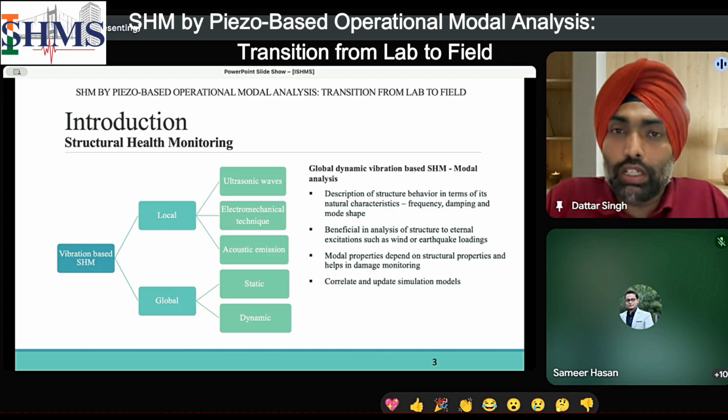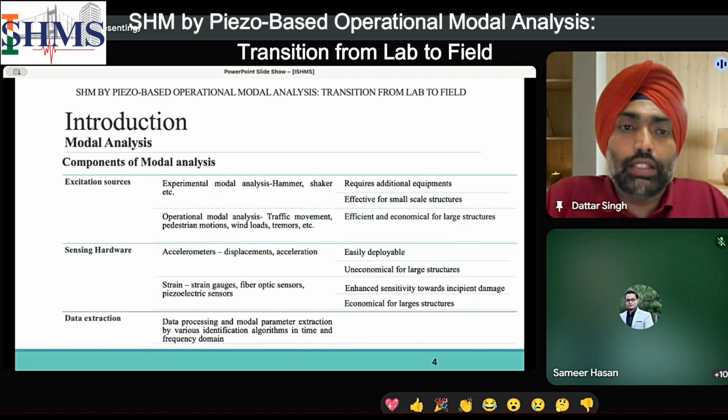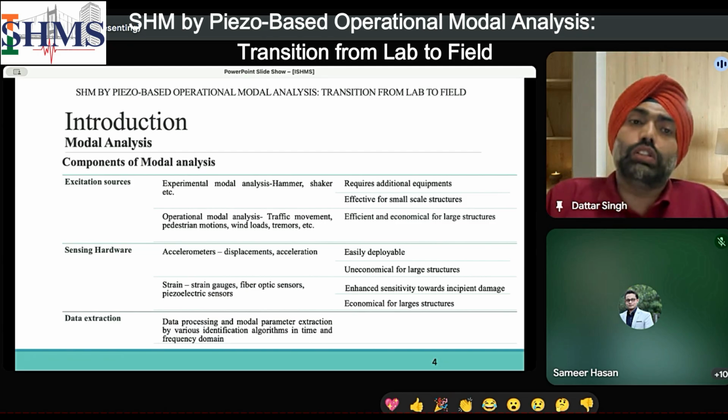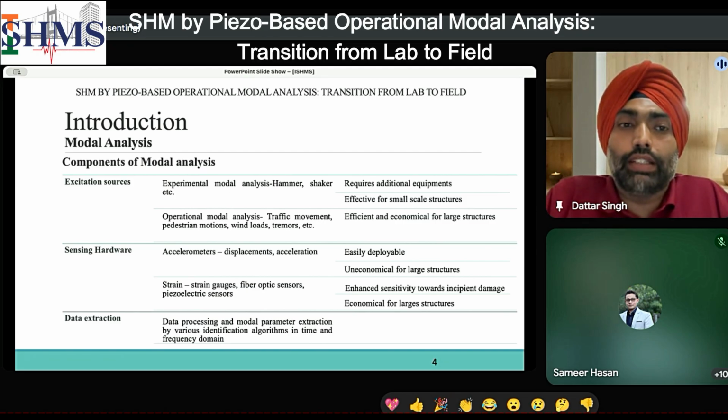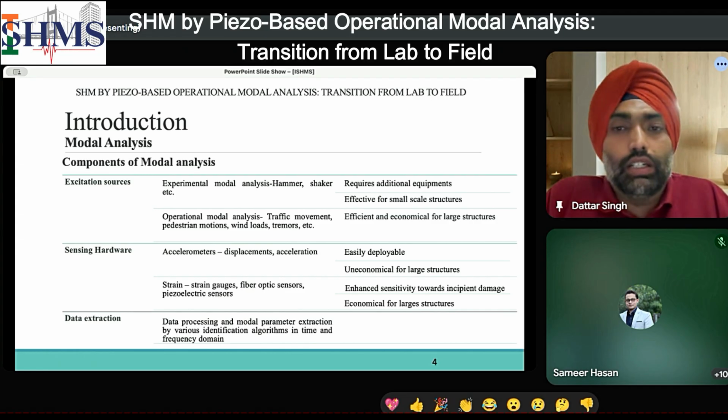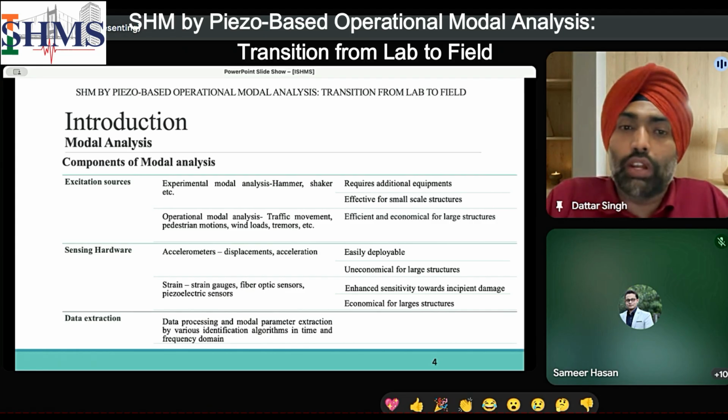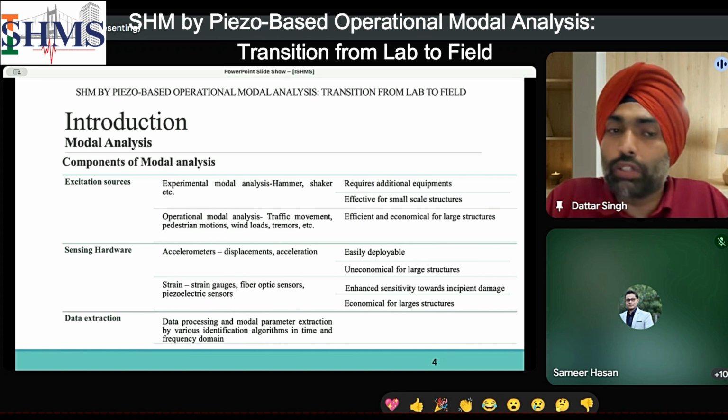In experimental modal analysis, we are able to measure the input provided to the structure, and in operational modal analysis, we rely on its operational excitations. It can be due to pedestrian traffic, vehicular traffic, micro tremors, or the wind acting on the structure. Again, as I told in the last slide, the components of modal analysis can be categorized into excitation sources. They can be a hammer or shaker for experimental, and traffic movement, pedestrian motion, wind load, and tremors for operational.